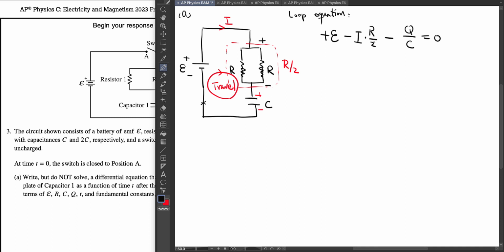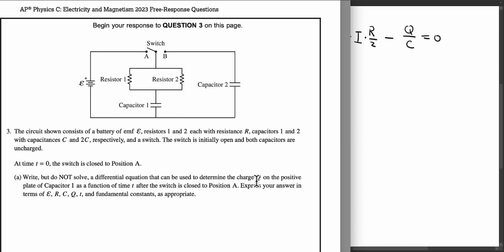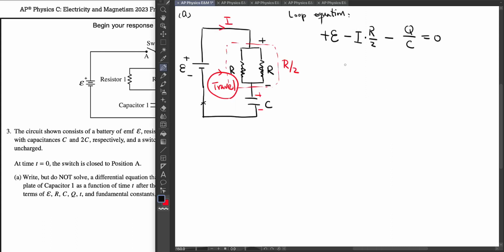Now let's change it to a differential equation. The differential equation is about the charge Q. We know the relation between I and Q: I is dQ/dt. And according to the setup here, because we're charging the capacitor C, Q is increasing.